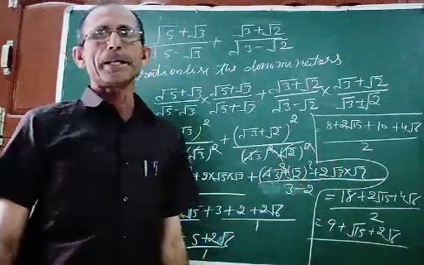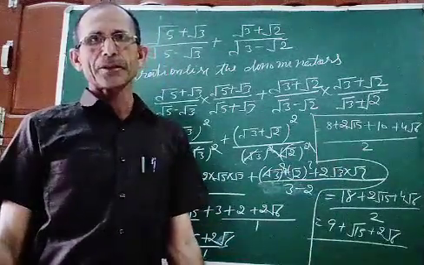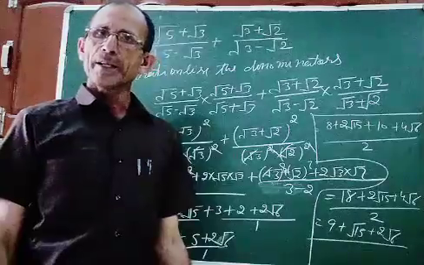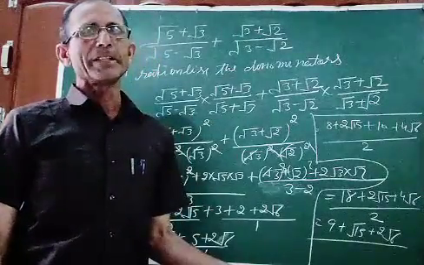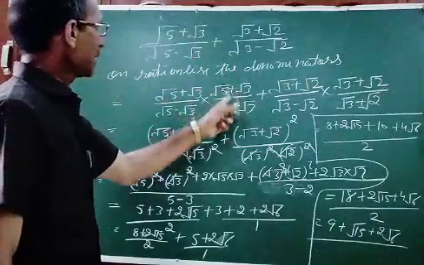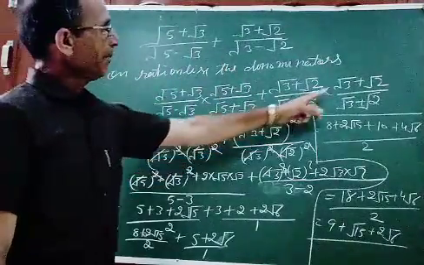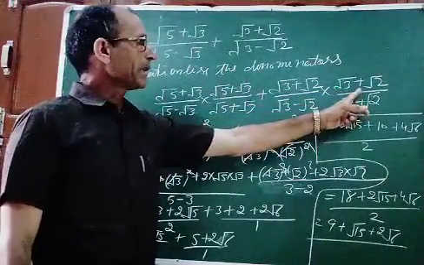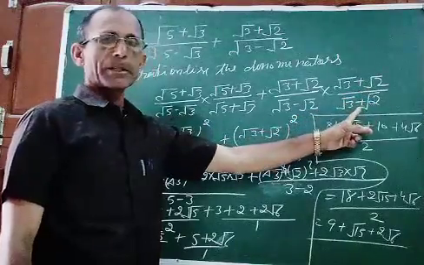b square plus 2ab, a minus b whole square, a square plus b square minus 2ab, a square minus b square, a plus b into a minus b. So rationalize the denominator, change the sign, multiply and divide. Same, after changing the sign I multiplied root 3 plus root 2 by root 3 plus root 2.